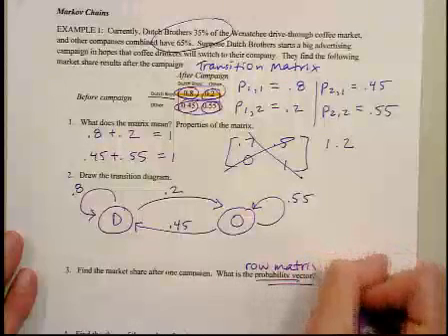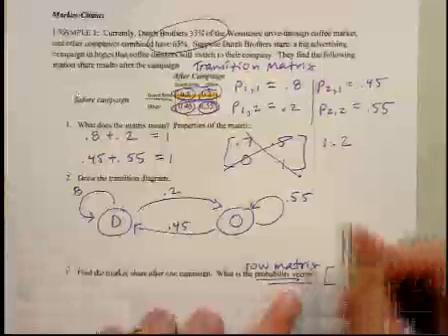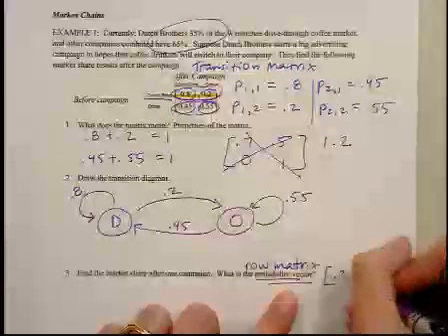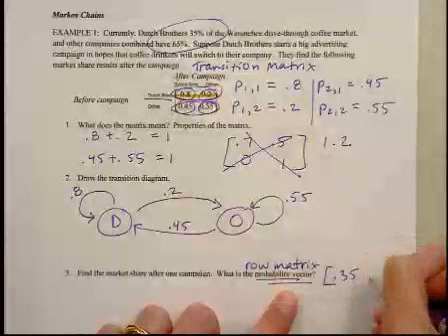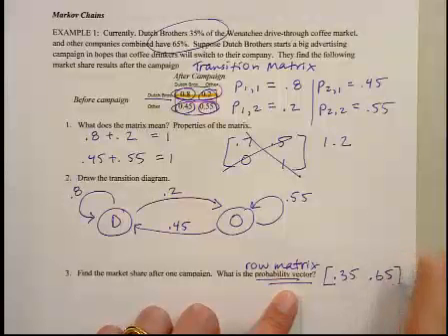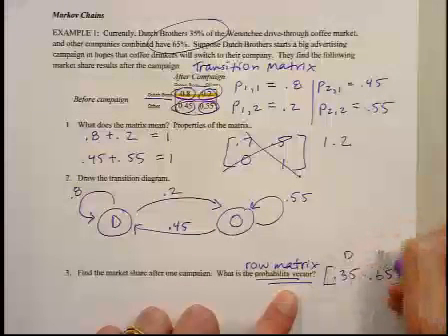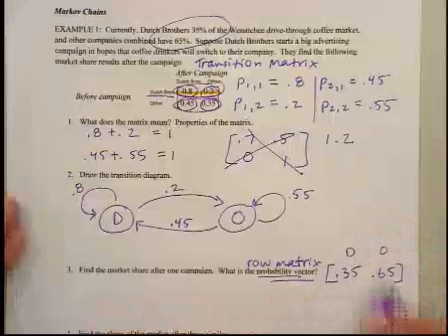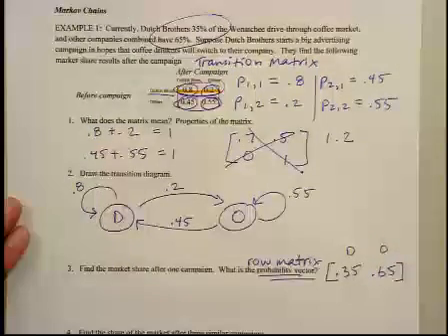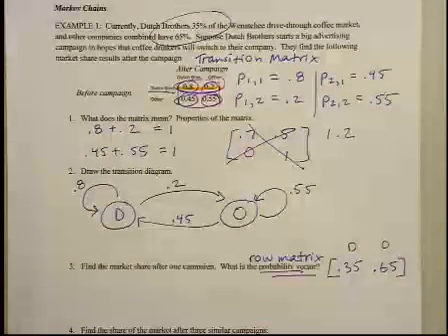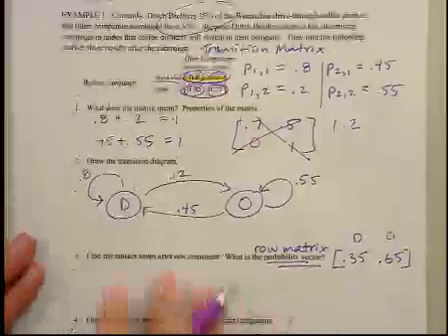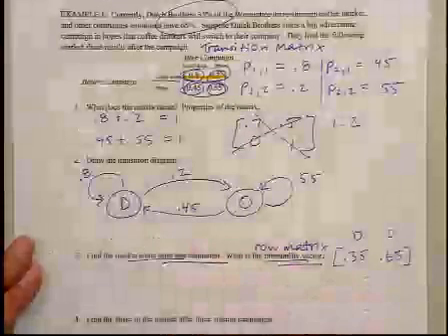I don't know if that helps you anymore, but it's a row matrix. So it's a row matrix, Dutch Brothers first, and then other comes next. So this is Dutch Brothers, and that's other. This is our probability vector. Really, it's our market share for this example. We want to find the market share after one campaign.